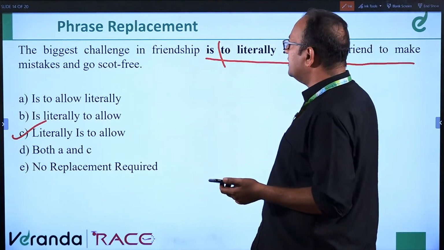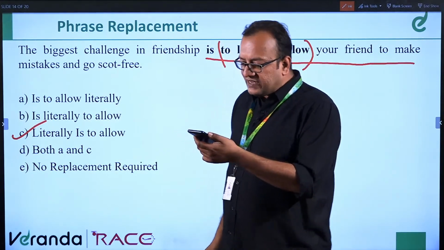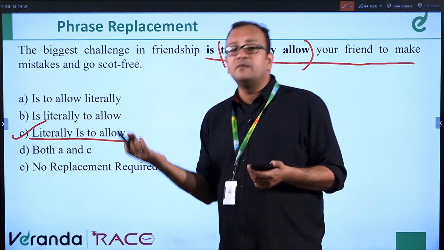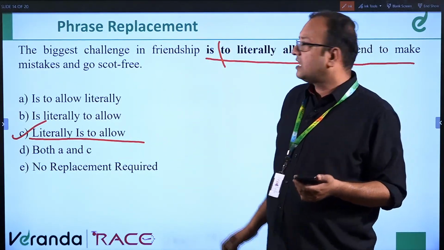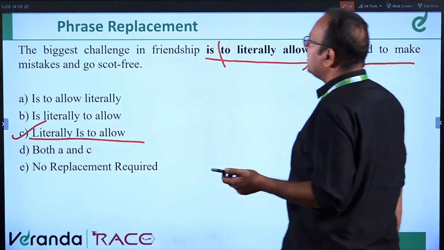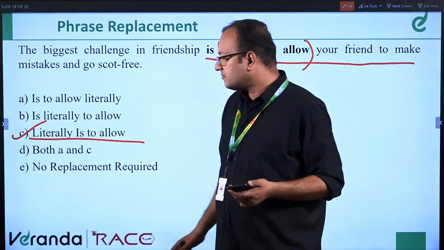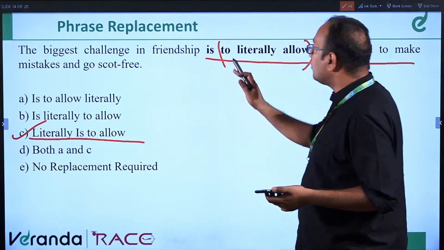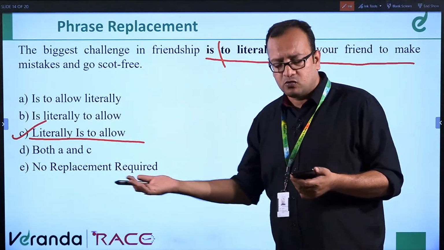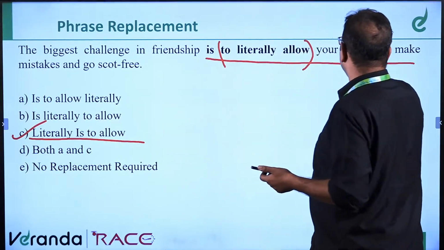The biggest challenge in friendship literally is to allow your friend to make mistakes and go scot-free. So C will be the correct answer. Literally should be placed before the infinitive. Clear? Literally should be placed before is, before is to allow. So C will be the correct answer.